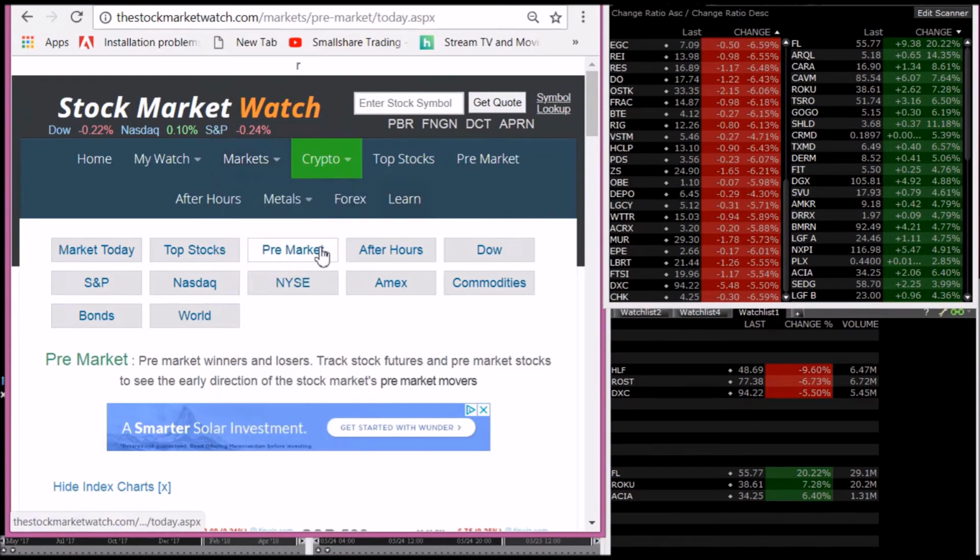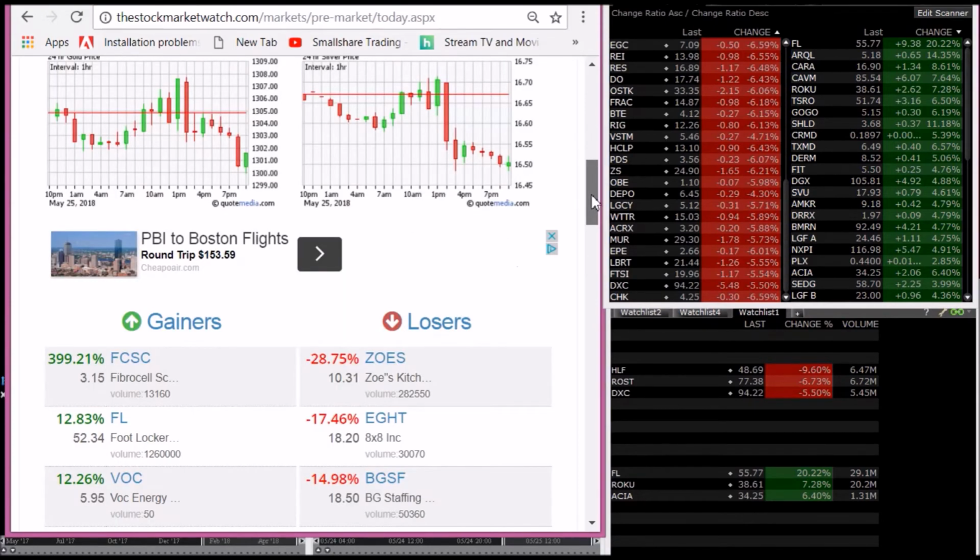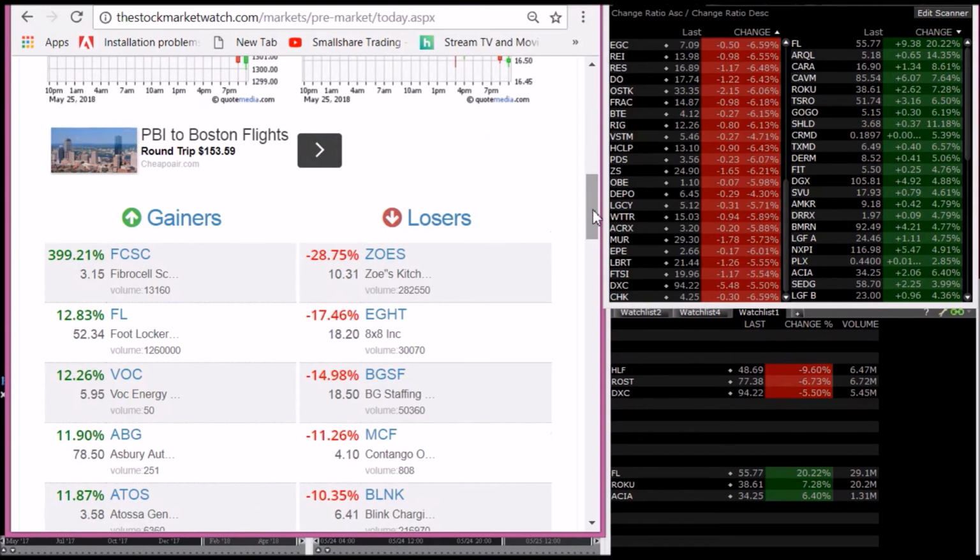I go to pre-market action and then I drag it down and I see what else I got here. Most of the time I got the same ones, but occasionally I will find one or two or maybe even three that weren't on my IB list. So I'll look here, you know, Zoes. It's down 28%. It's traded 282,000 shares pre-market. That's interesting to me.